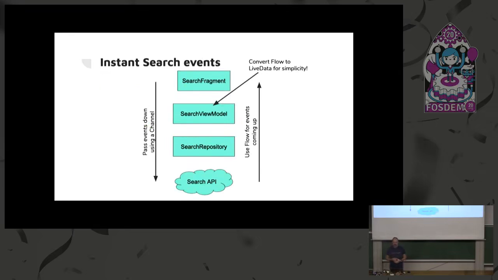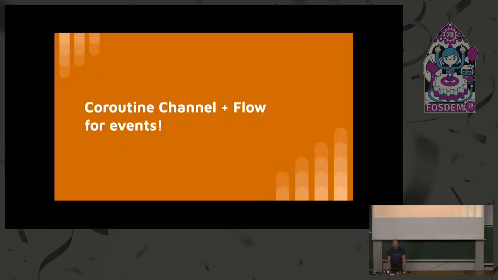Okay, so let's see how this was solved. We convert the flow that comes up in our view model to live data for simplicity. You don't need to expose coroutines up to your fragments or activities most of the time. You can do it if you need to. Also, we're passing down events using a channel. So when you want to generate events in your application code, you usually use a channel. And when you want to listen for events that are coming in, you use a flow. You convert stuff to flow, or you create your own flow. So, coroutine channel and flow for events.